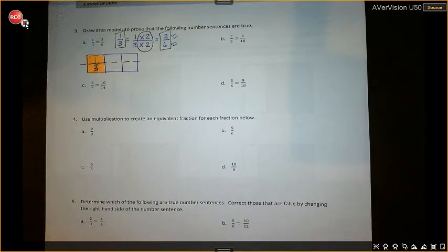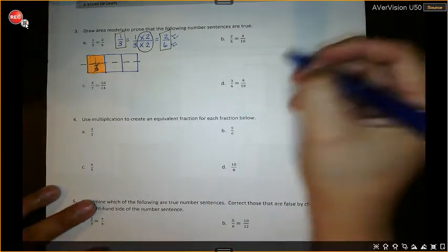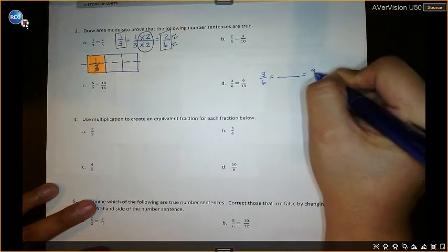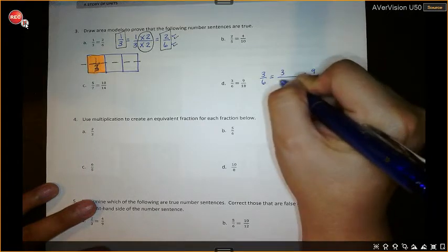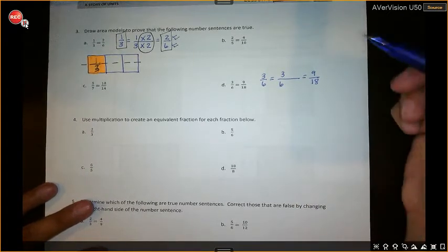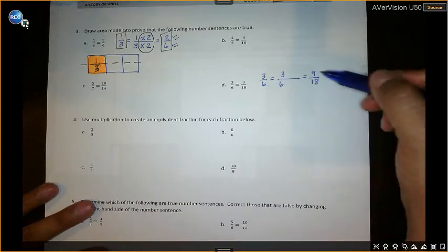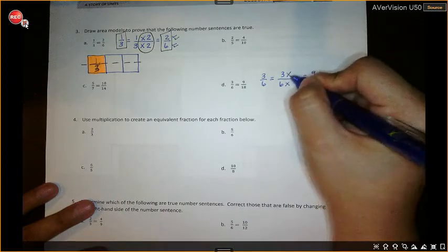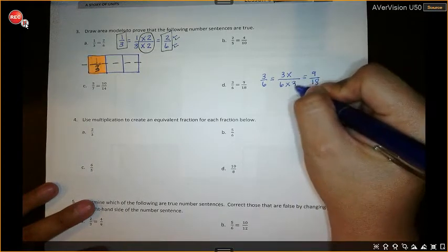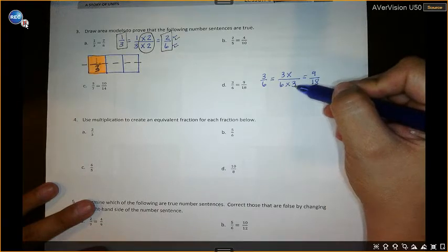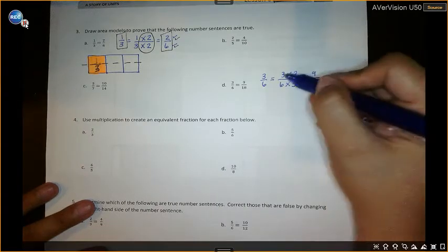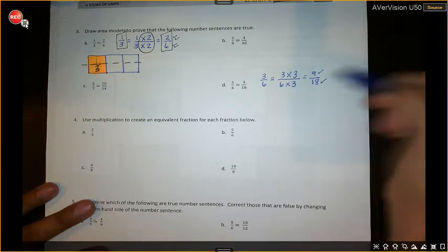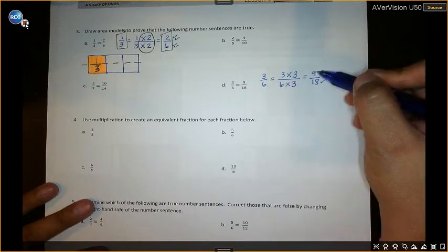Okay, boys and girls, let's try 3D. So we're trying to prove if 3/6 is equivalent to 9/18. Okay, we're going to use multiplication to see if 3/6 is equivalent to 9/18. How do we go from 6 to 18 using multiplication? 6 times what? Yes, 3. So if I multiply the denominator by 3, then I have to multiply the numerator by 3 and verify to see if it makes sense. 3 times 3 is 9. 6 times 3 is 18. Yes, so 3/6 is equivalent to 9/18.